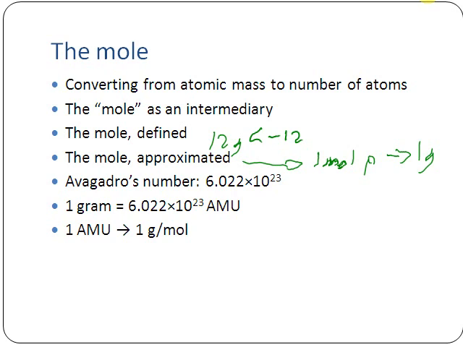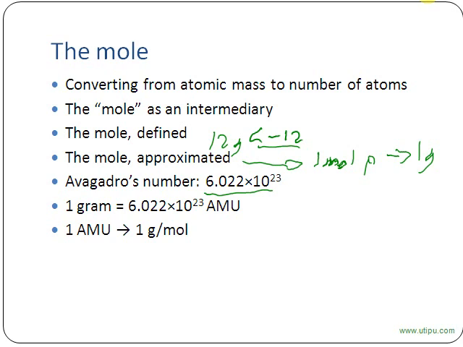Now, what I haven't told you is what that number is. How many carbon-12 atoms are in 12 grams? How many protons are in 1 gram? And that answer is roughly Avogadro's number. Avogadro's number is this one right here, 6.022 times 10 to the 23rd power.